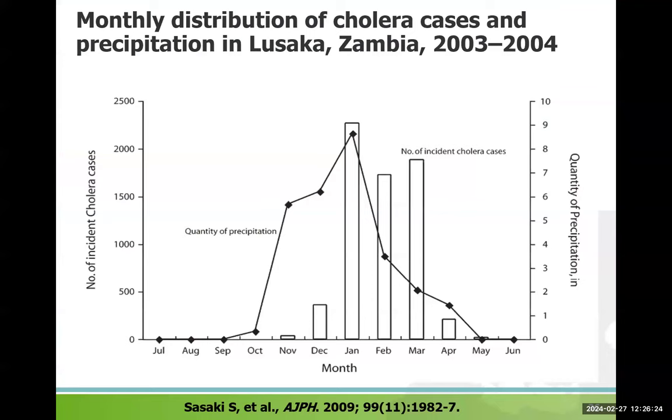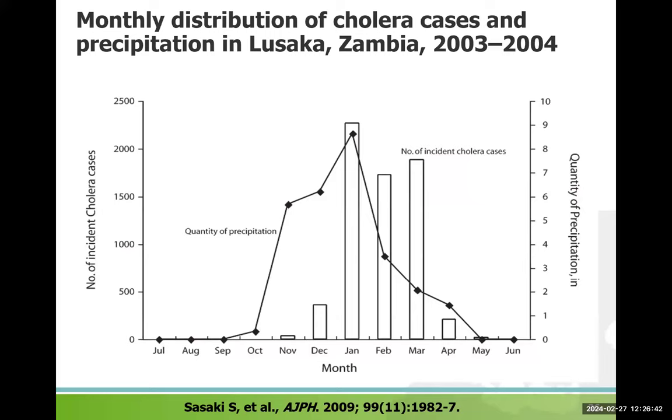And this one here is a graph that illustrates the relationship between the quantity of precipitation and the number of cholera cases that follow suit after a couple of months. And this is from Lusaka in Zambia in 2004.